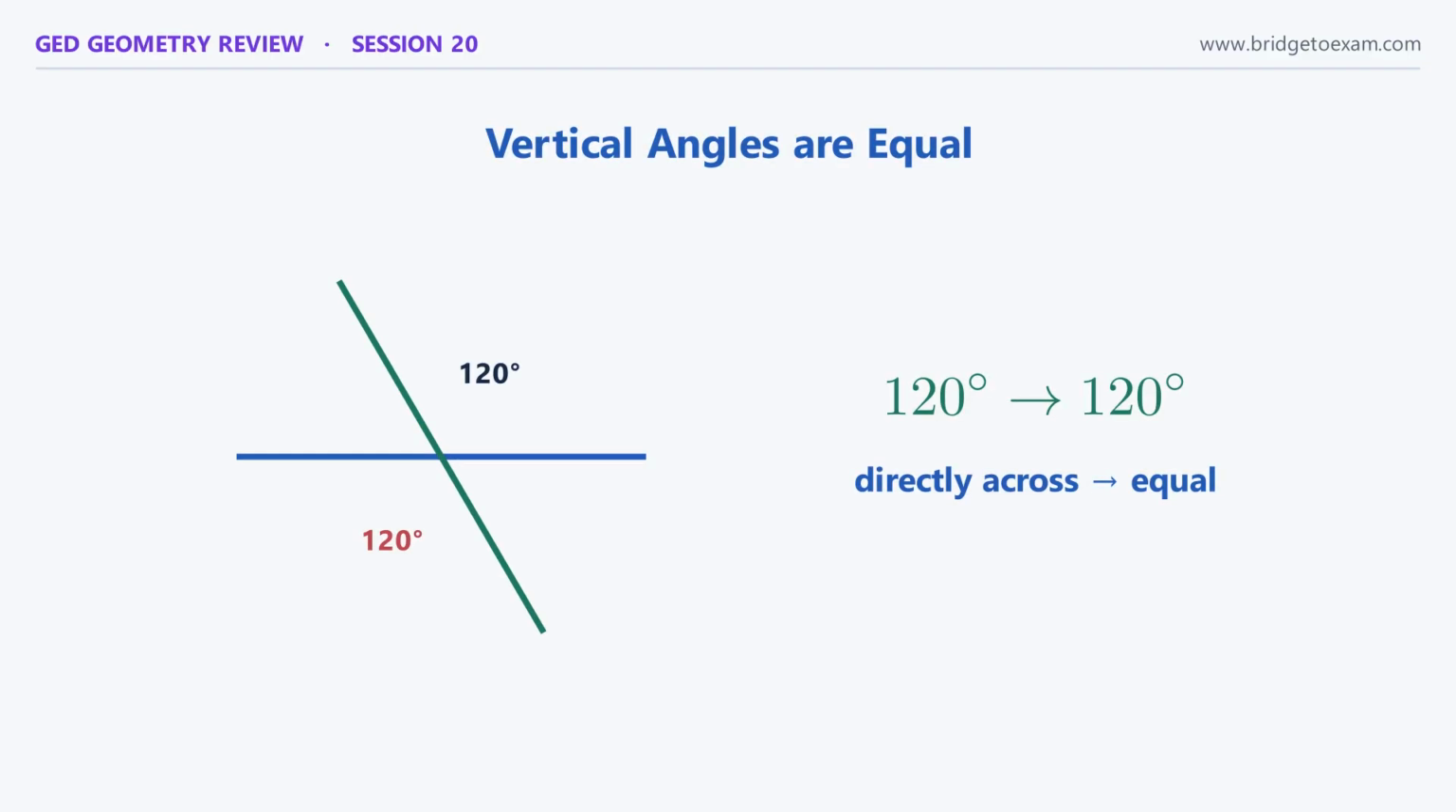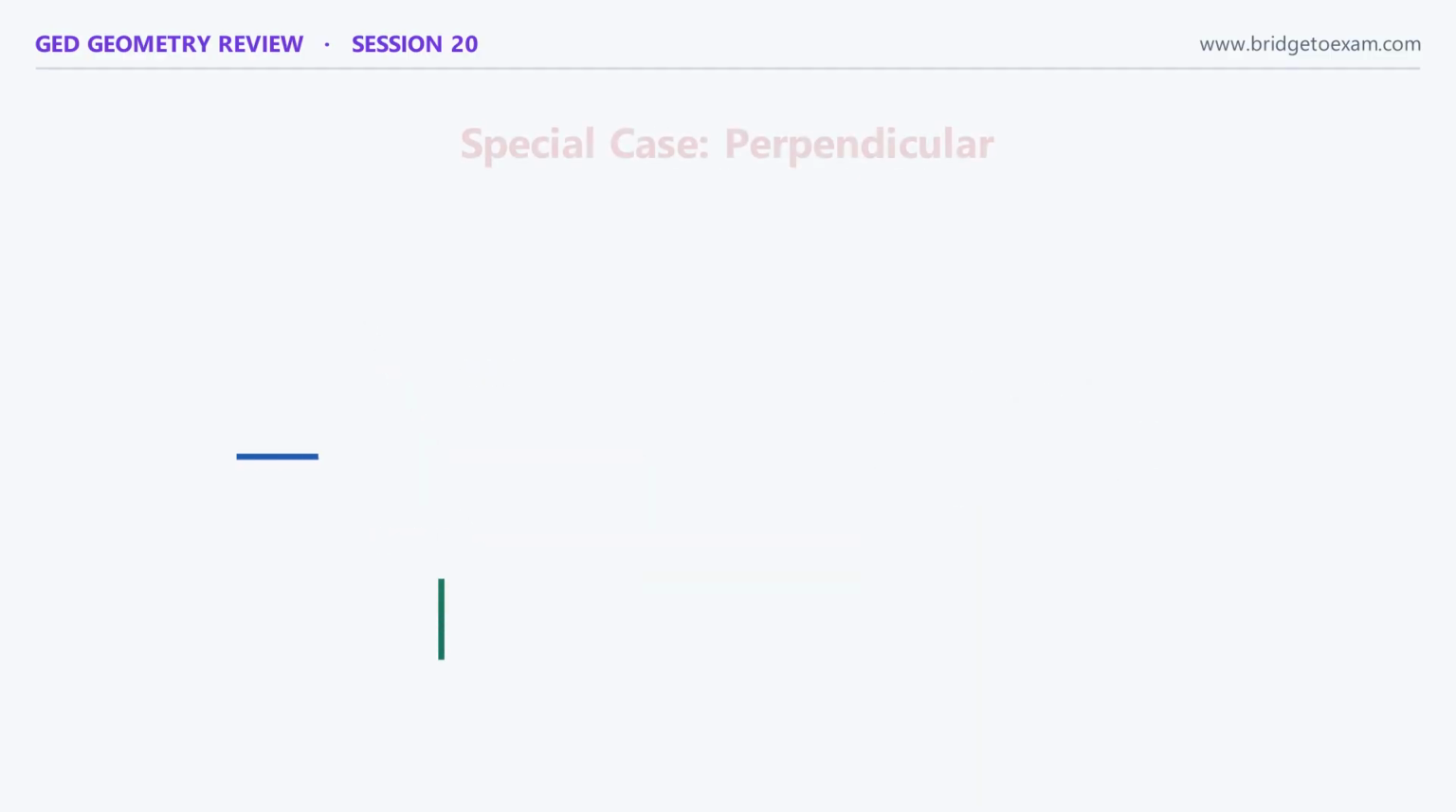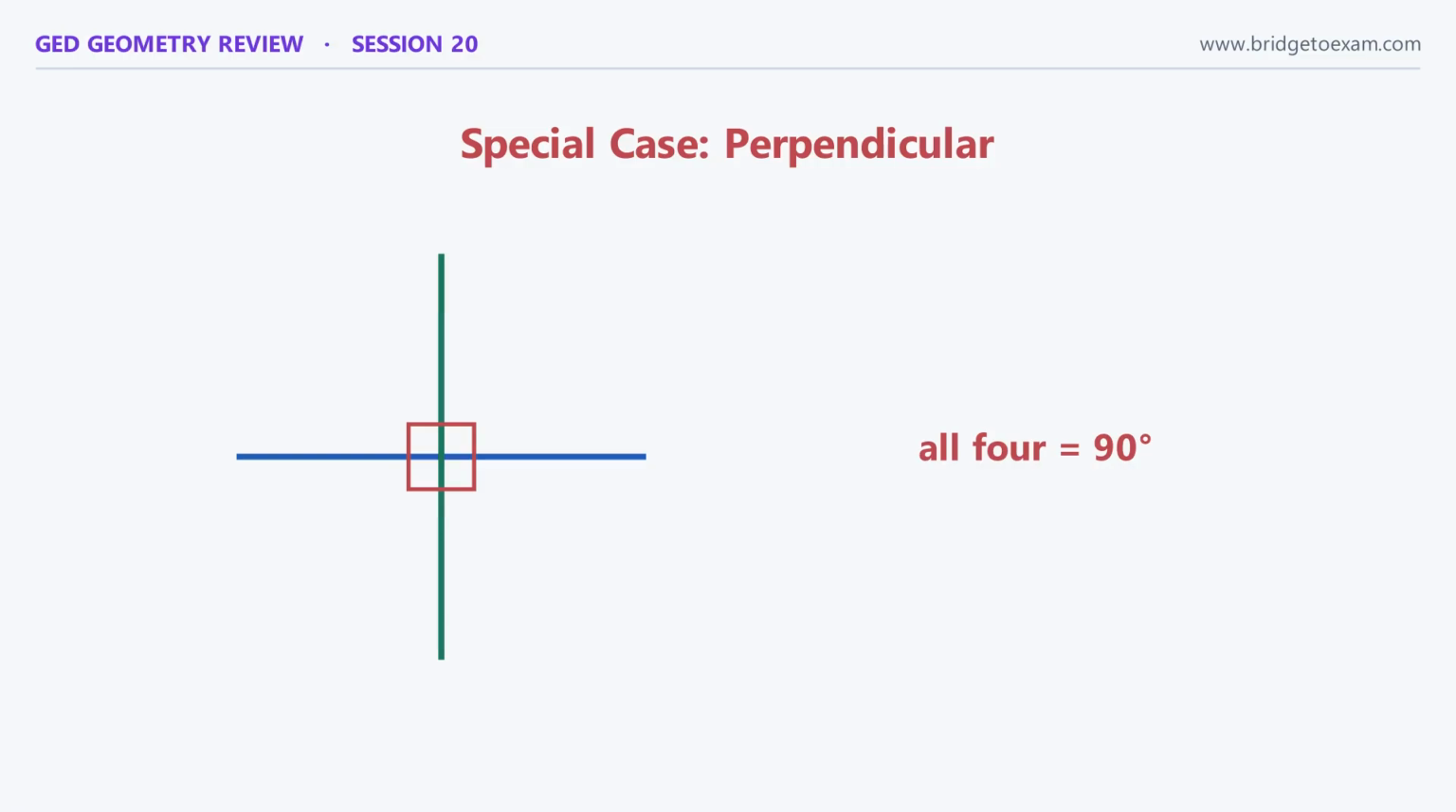If one angle is 120 degrees, the angle directly across from it is also 120. Directly across means equal. There is a special case. If the two lines are perpendicular, one angle is 90 degrees. Then its vertical angle is 90, and both neighbors are 180 minus 90, also 90. All four angles are 90.